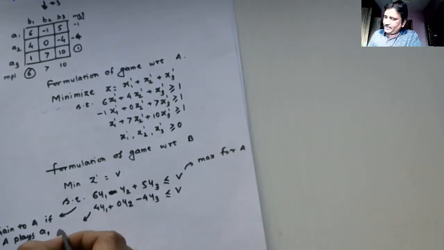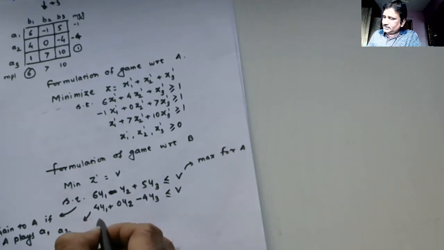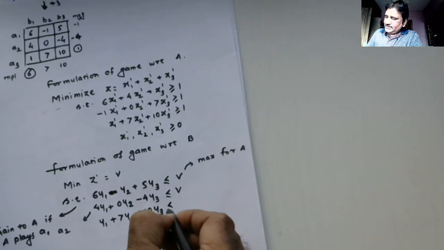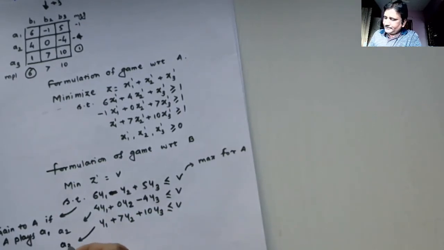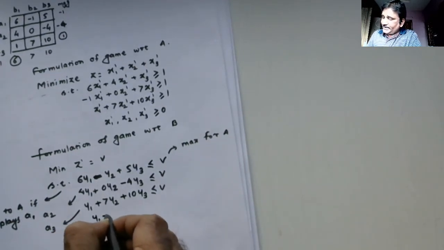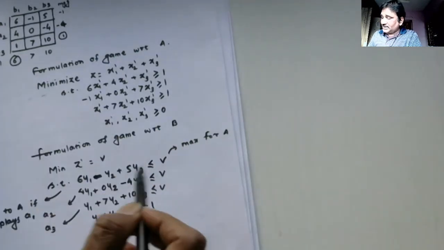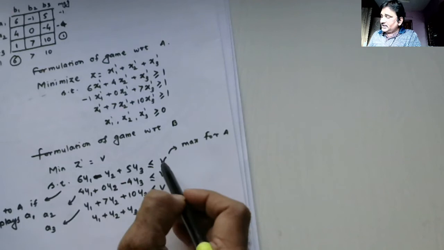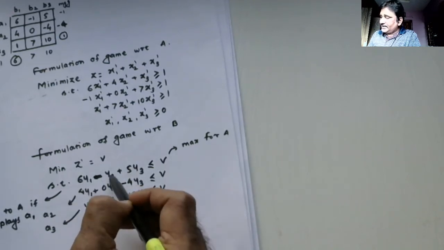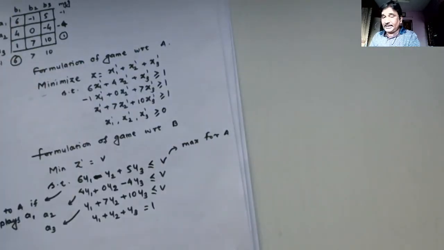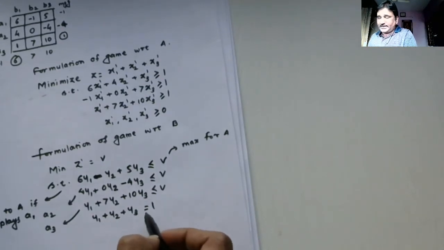This is if player A plays A2, alright? And the third constraint will be y1 plus 7y2 plus 10y3 less than equal to V again. This is if player A plays A3. And one more constraint will obviously be there: y1 plus y2 plus y3 is equal to 1. Now, as we did last time, we'll be dividing both the sides by V, and therefore here there will be one, here one, and y1, y2 and y3 will turn to y1 dash, y2 dash, y3 dash, as x1, x2, x3 turned to x1 dash, x2 dash, x3 dash, where y1 dash means y1 by V. But this also is going to be y1 dash plus y2 dash plus y3 dash equal to 1 by V.